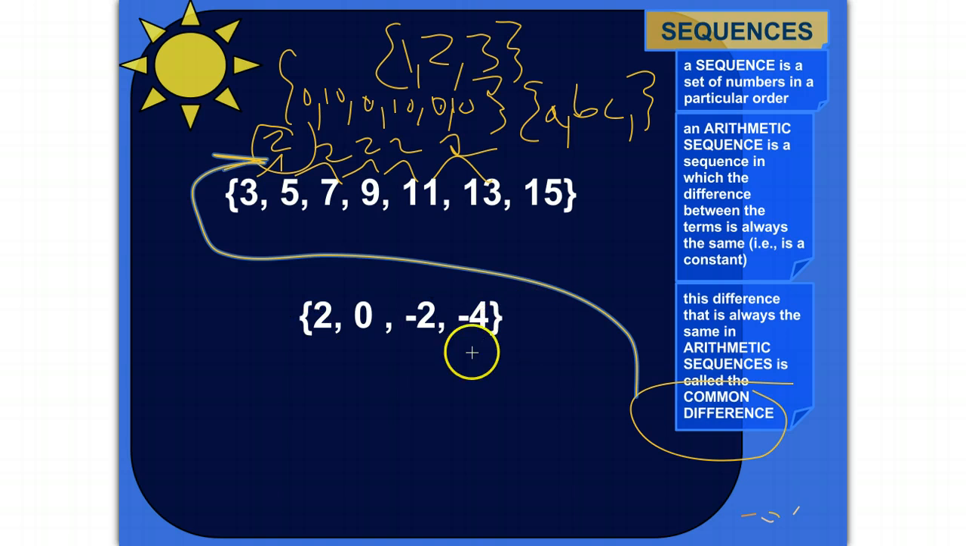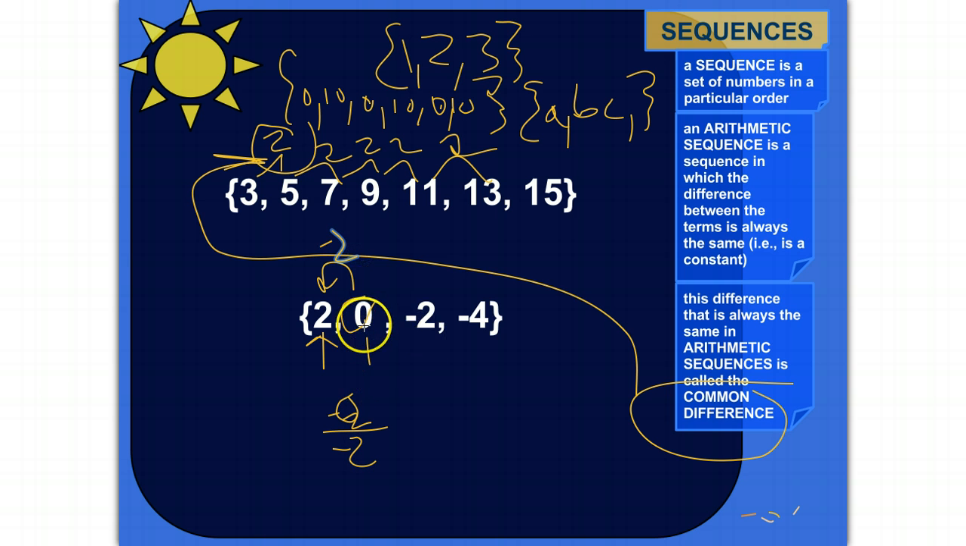Let's figure out the common difference for this arithmetic sequence. So what you do is you take a term, you look at what's to the right of it, you take that number to the right and subtract the number to the left. So 0 minus 2 is negative 2. So the jump there is negative 2.